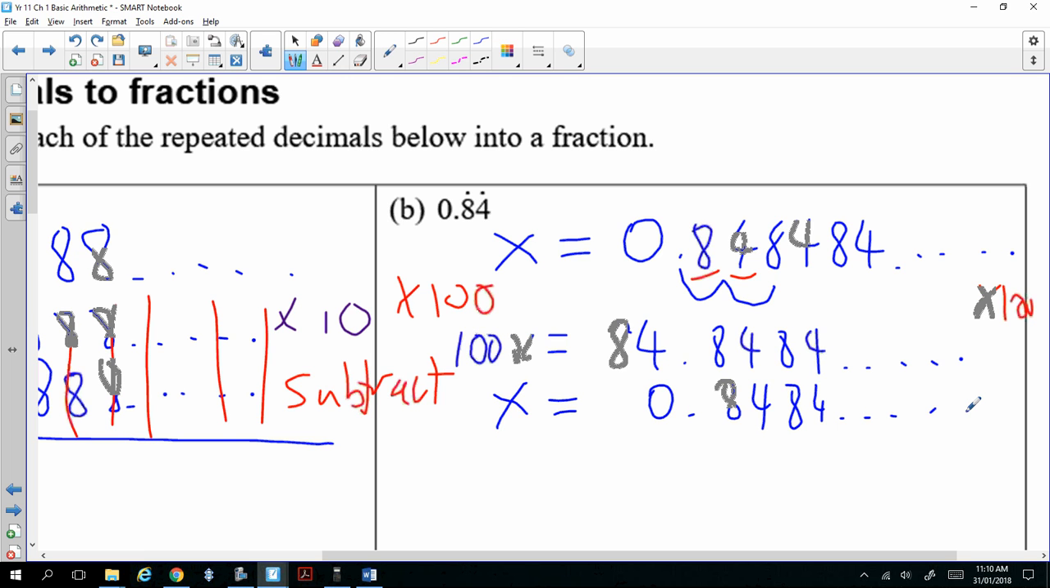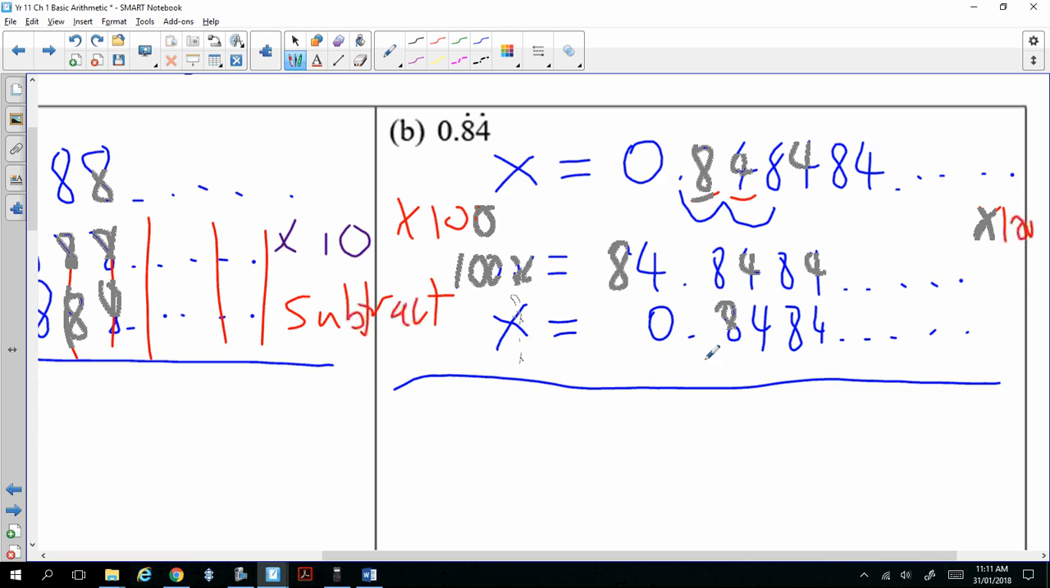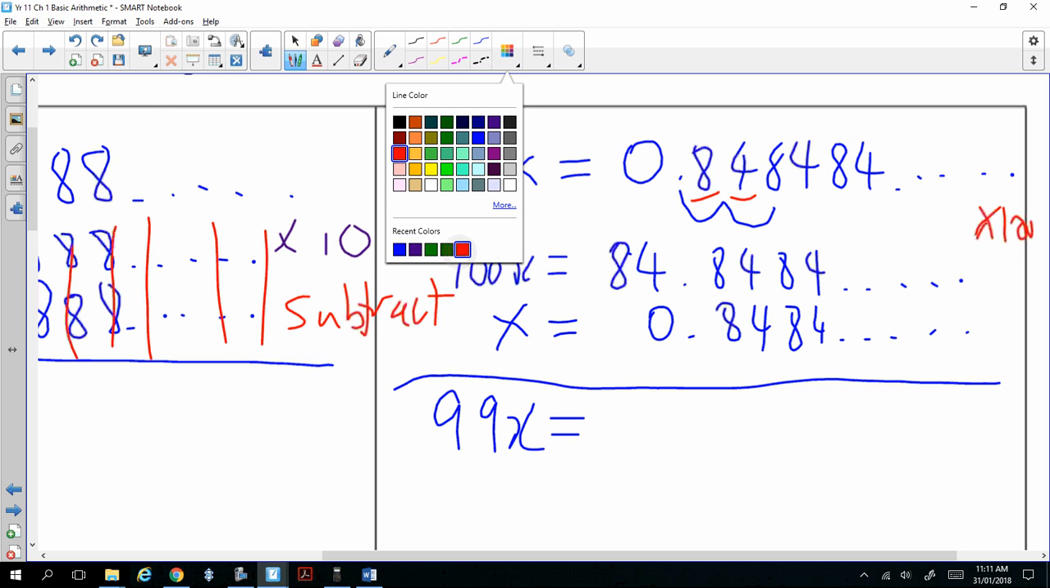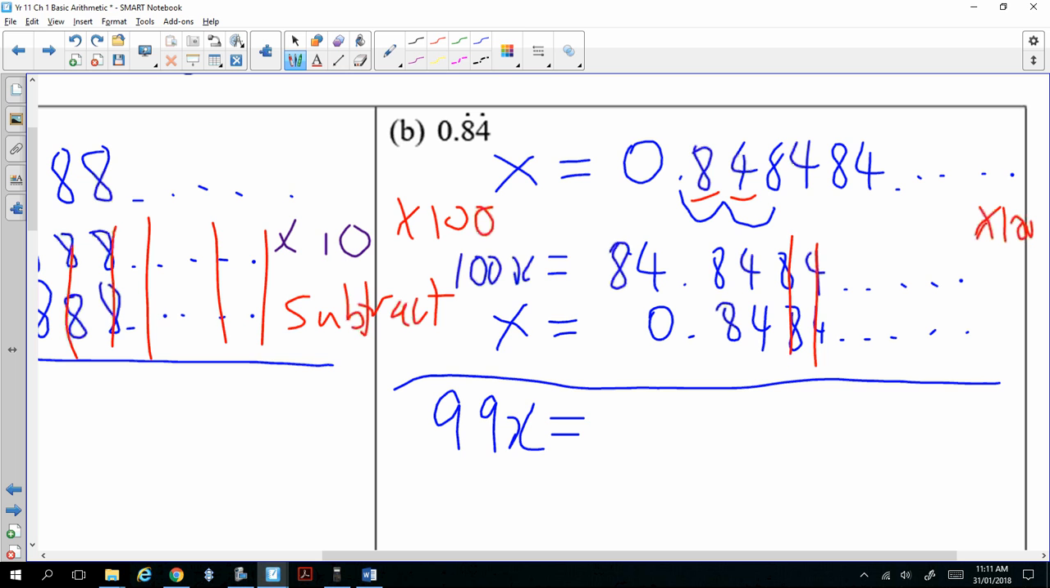100x minus x is 99x. Yep, again, you just examine the decimal point. See all the 4s cancel. So 84 minus 0 is 84. Like that. And then you just write x equals 84 over 99.